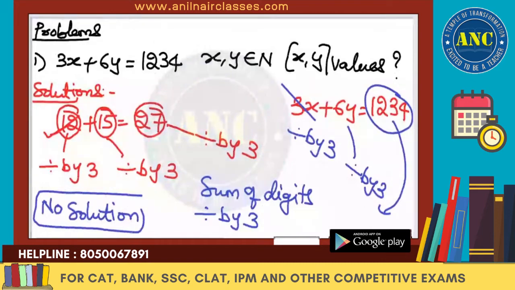Very good question. 3x plus 6y equivalent to 1234. 3x is divisible by 3, 6y is divisible by 3, so 1234 should be divisible by 3. Sum of the digits should be divisible by 3. 1234 is not divisible by 3. So the answer is no solution. First one.